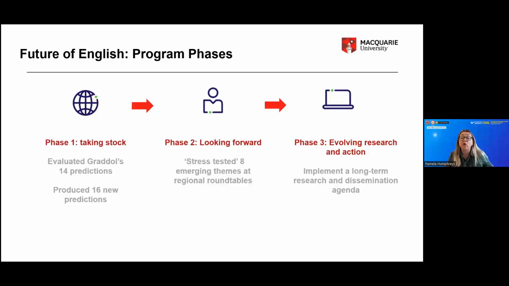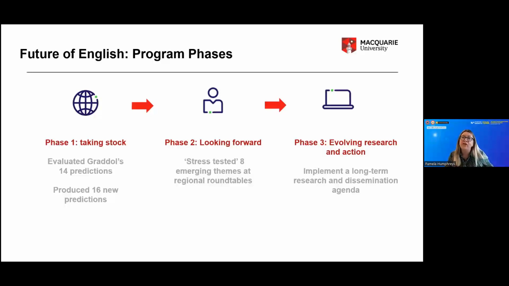They were aiming to look forward, and this involved a series of regional policy roundtables, and I'll show you that on the next slide, where they were able to gather insights and opinions from policymakers and influencers from all over the world, and to analyze those and to gather data through those roundtables to help revise those predictions from phase 1. And what they did was stress test them. And there were 8 themes that I'm going to show you in a moment that emerged from that.